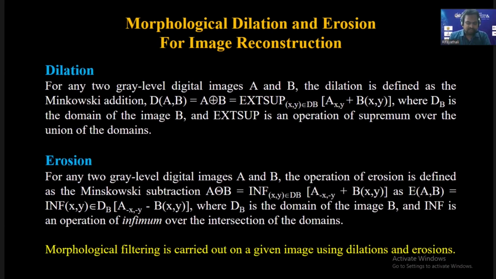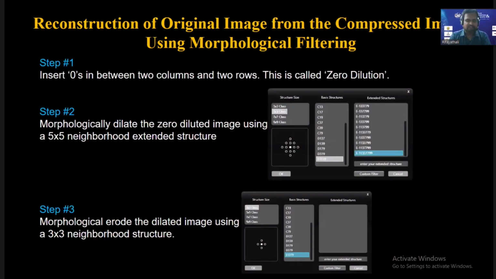Reconstruction of the original image from the compressed image using morphological filtering. Step 1: insert zeros in between the columns and rows. This is called zero dilution. Step 2: morphologically dilate the zero diluted image using a 5x5 neighborhood extended structure. Step 3: morphologically erode the dilated image using a 3x3 neighborhood structure.